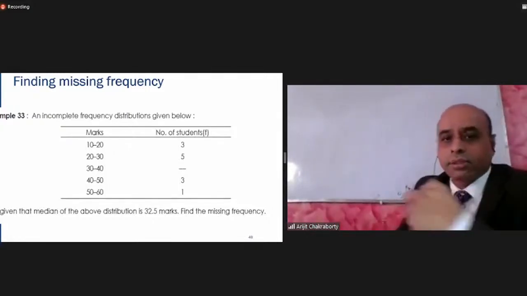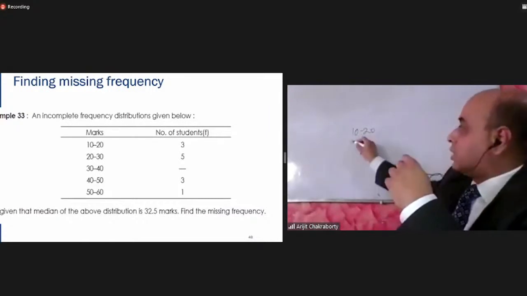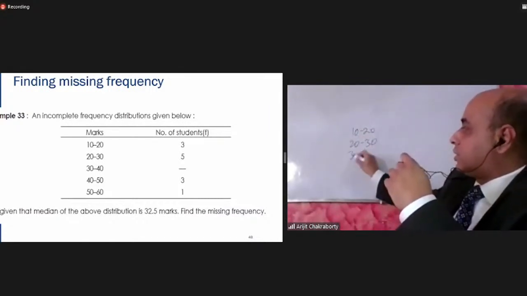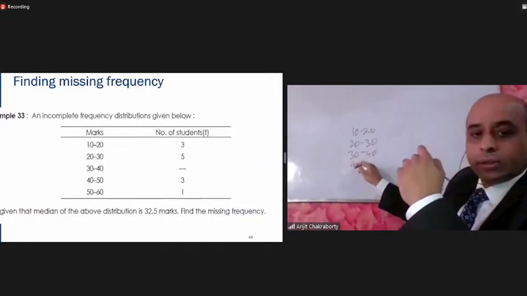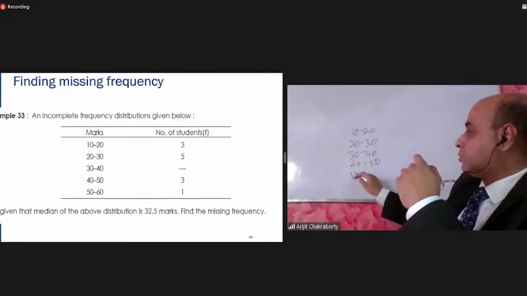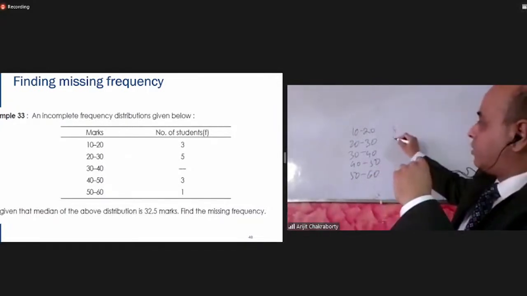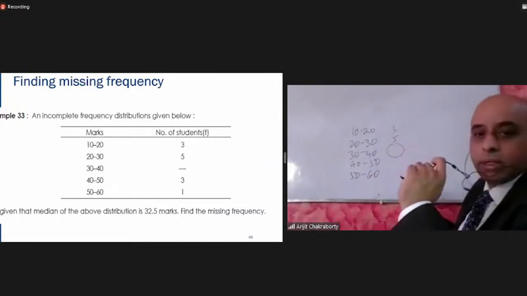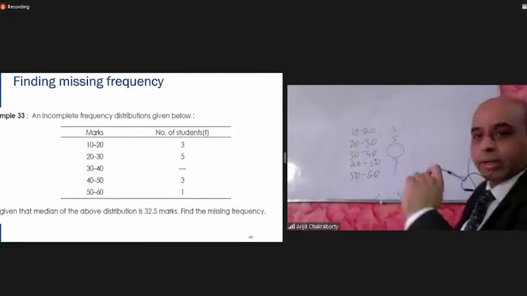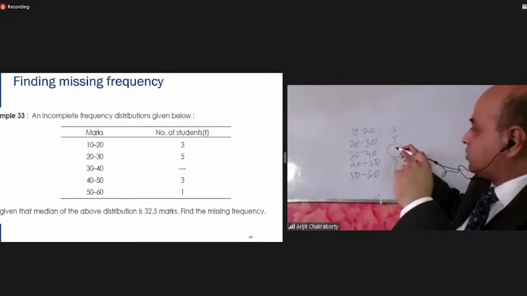Here the marks are given. The same process: 10 to 20, it is continuous. Please note it is continuous, nothing to do here. 30 to 40, it is not discrete, it is continuous. 40 to 50 and 50 to 60 is given. Number of students: 3, 5, then there is a gap, 3 and 1. So let me assume that this frequency is f.